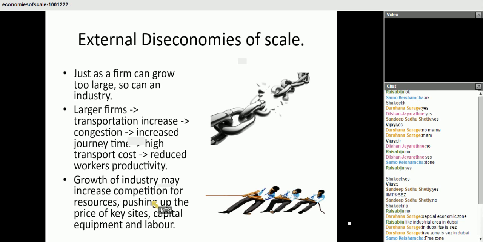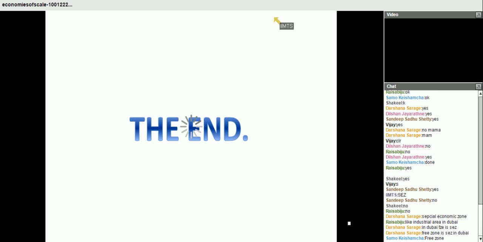Growth of industry may increase the competition for resources, pushing up the price of key sites, capital equipment and labor. So these are the other things which will follow. The land will become cheaper, capital and labor will be higher, sorry, not cheaper, it will be higher. So that will all be a cause of trouble for the firm. Okay.